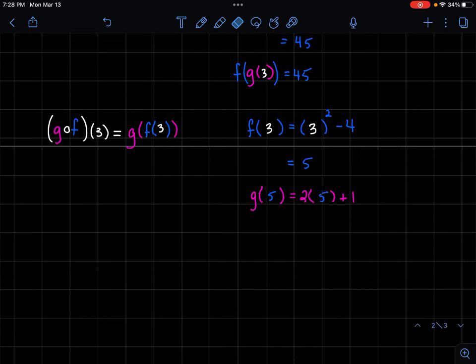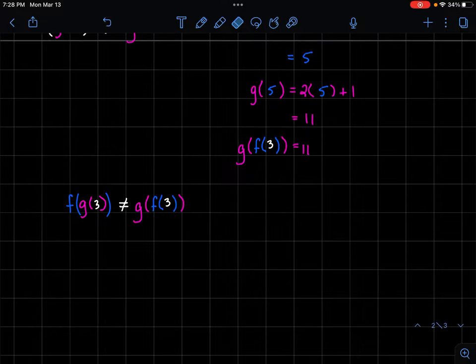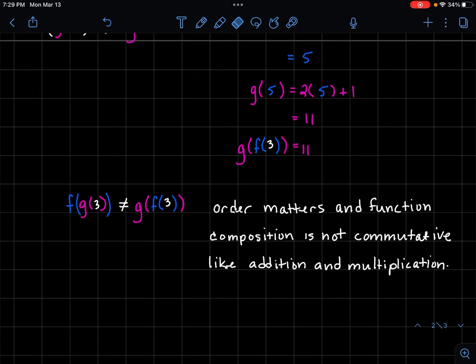Go through the order of operations. 2 times 5 plus 1 gives us an output of 10. So f of g of 3 was 45, but g of f of 3 gives us an output of 11. So those numbers are very different. What this tells us is that f of g of 3 does not equal g of f of 3. In other words, order matters, and function composition is not commutative like addition and multiplication.